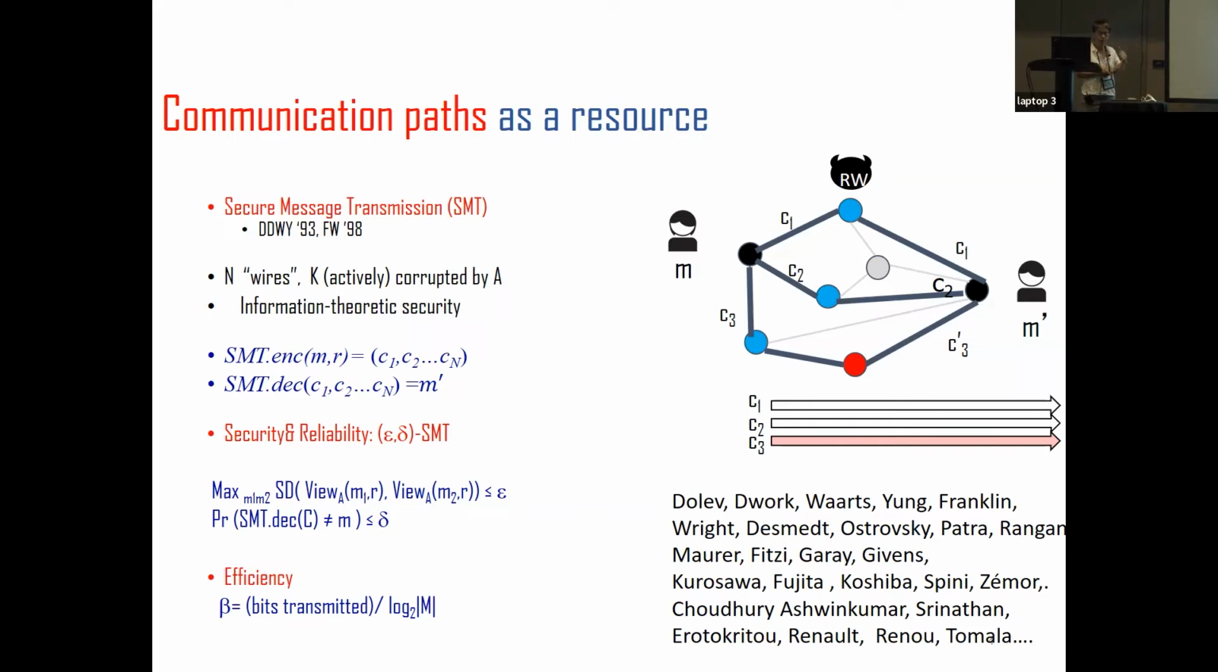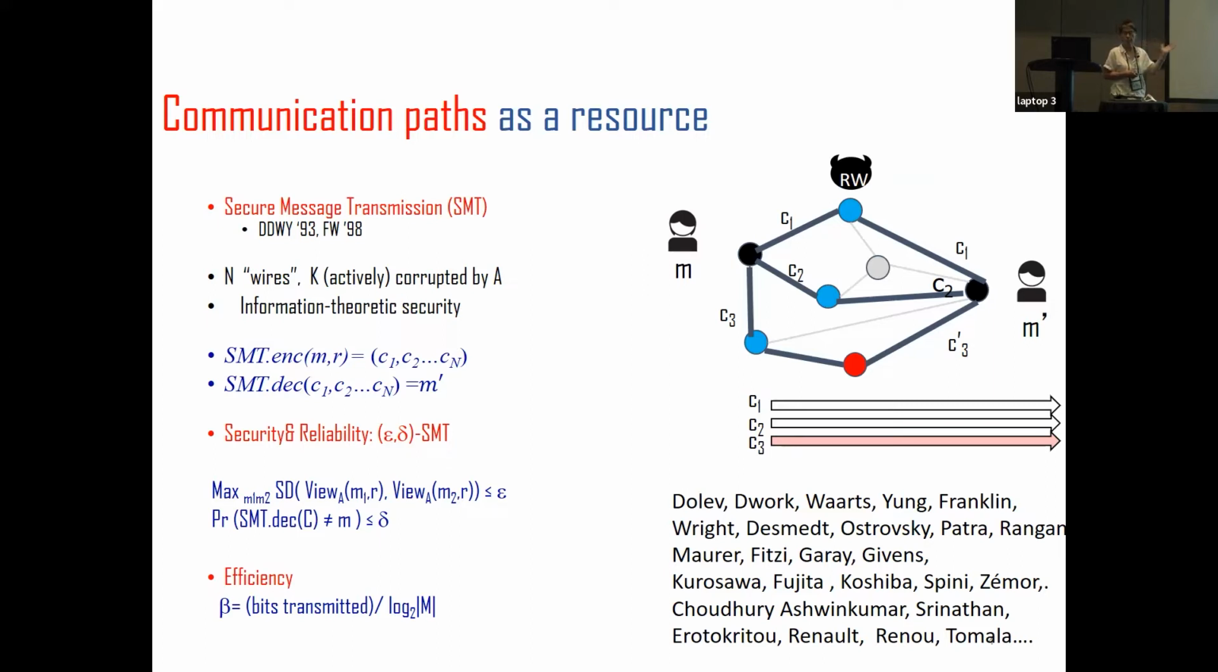Security is defined, so we define both security and reliability. Security is defined by requiring that the statistical distance between the view of the adversary for any two messages is negligible, so it is distinguishability-based security. And reliability is the probability that the receiver can recover the message that was sent. As you can see, there is no shared key. This is purely the resource of the communicants, these multiple paths. And the way that we send the message is through randomized coding.